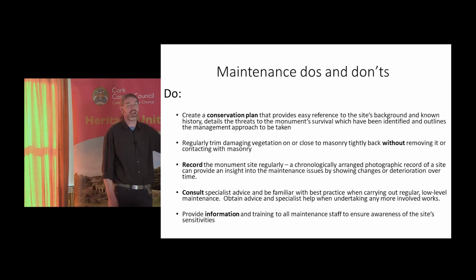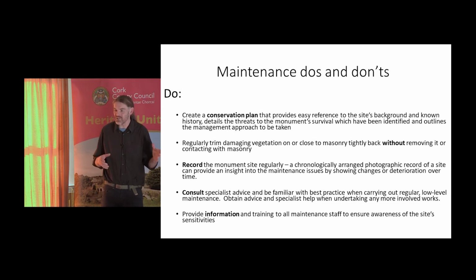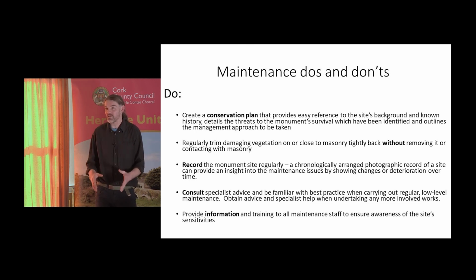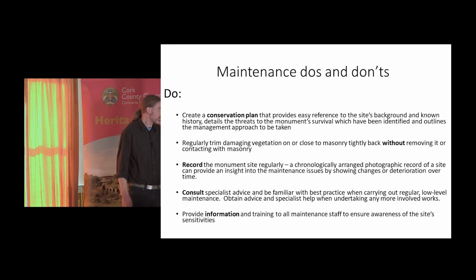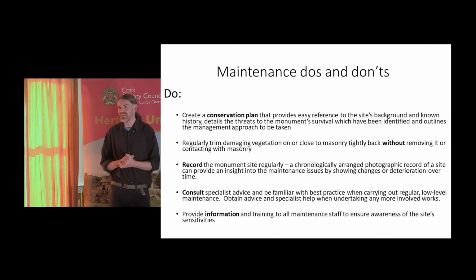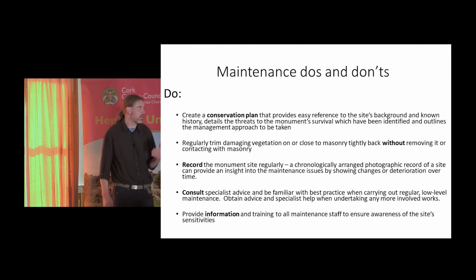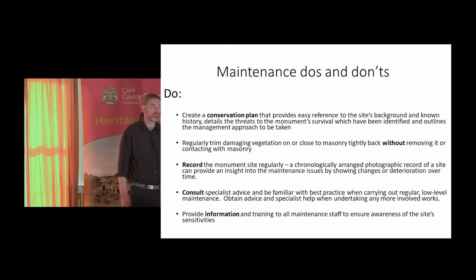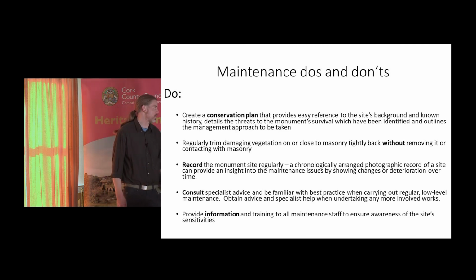So do create a plan. All right, as John has been hammering home, it's important that you can harness that enthusiasm that moves into your graveyard. It's maybe enthusiastic now, but you need to be able to direct it in an effective manner. Regularly trim damaging vegetation, not big jungle clearance. This is just trimming damaging vegetation. Again, that's not the lichen, it's not the small ferns, it's the ivy, overgrowth, and brambles away from masonry structures. Just trim them back without removing it or contacting the masonry.